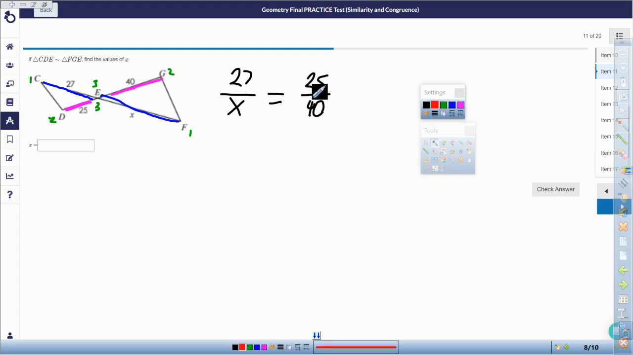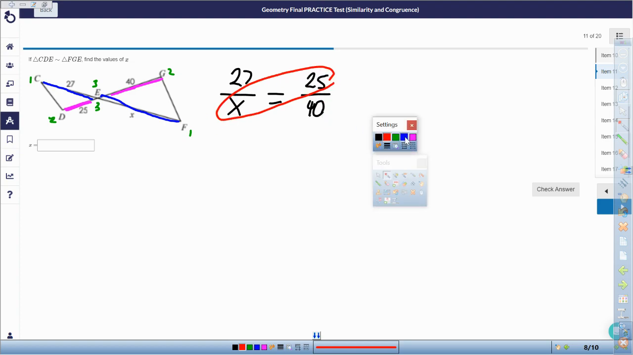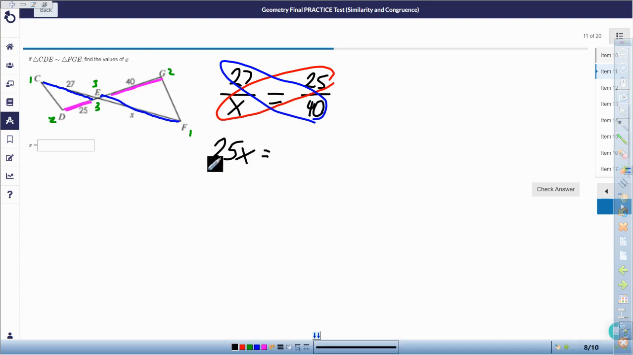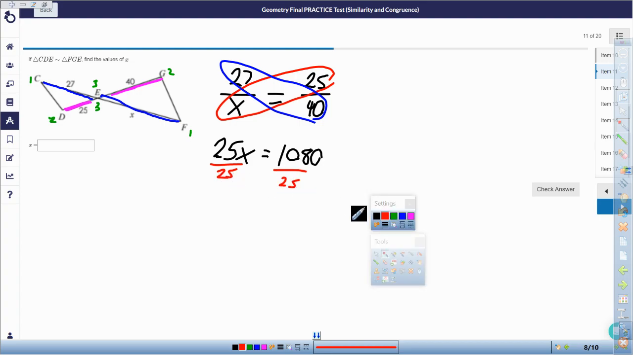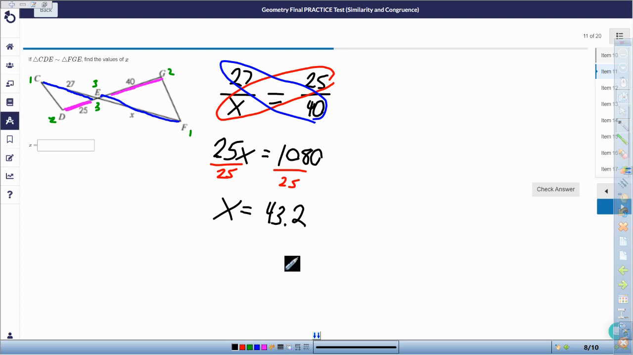Just to do the whole thing with you, let's cross multiply. 25 times x equals 27 times 40. So we're getting 25x equals 27 times 40, which is 1080. Then last thing, get rid of the 25 by dividing. We're actually getting a decimal in this one, so let's see what happens when we write it in. We're getting 43.2. All right, let's see if that's actually our answer.